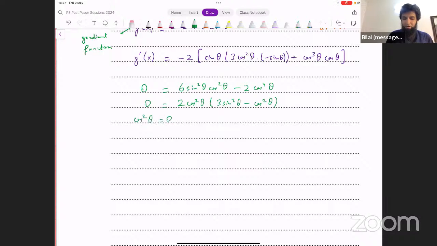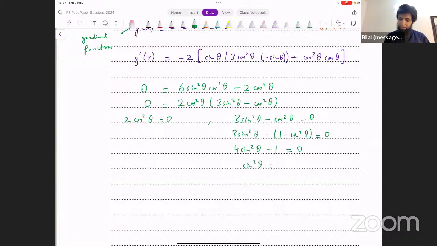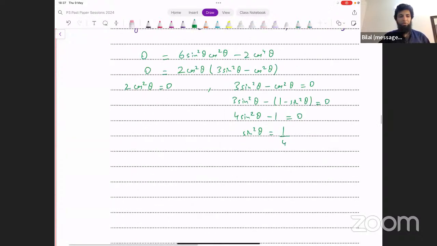square theta equals 0, or you can say 2 cos square theta equals 0, or 3 sine square theta minus cos square theta equals 0. Now, this can be written as 3 sine square theta minus 1 minus sine square theta equals 0. And that gives you 4 sine square theta minus 1 equals 0. Sine square theta equals 1 over 4. Now you take square root, but remember, whenever you take square roots, you have to put plus minus. Okay, you have to put plus minus.